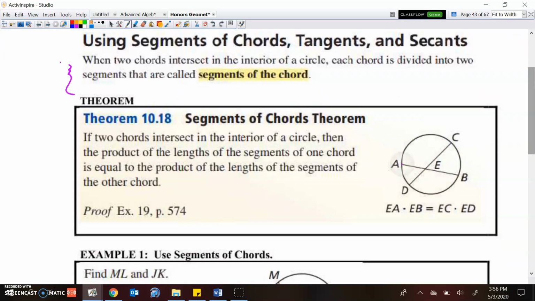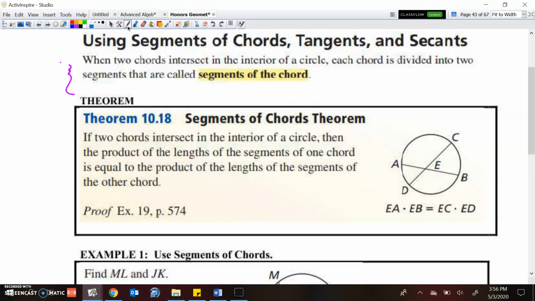So they have 2 chords that intersect inside of a circle. Each of those chords is divided into 2 segments called segments of the chord. That means AE and EB are segments of chord AB, and DE and EC are segments of chord DC. Some of that vocab you're not going to get too intricate with, but if you hear it, you have some familiarity with what it means.